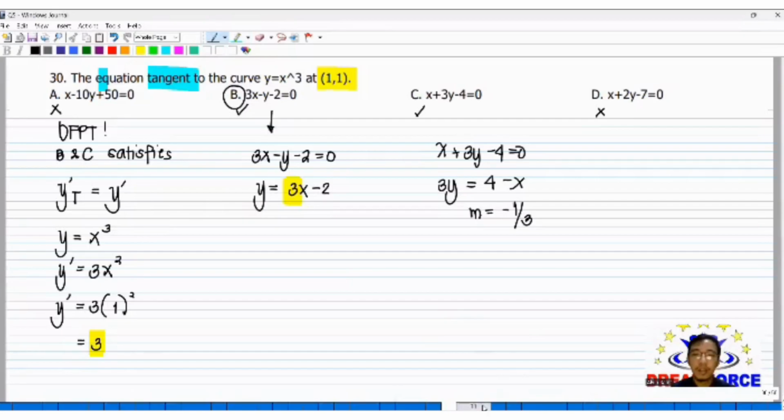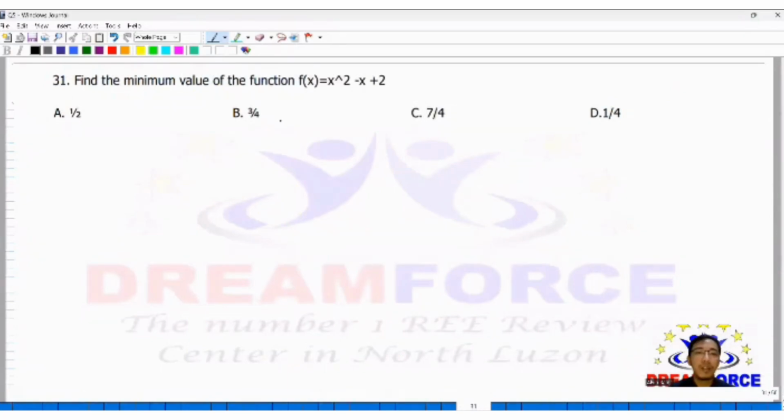Okay, next. Number 31. Find the minimum value of the function f of x is equal to x squared minus x plus 2. So for number 31, again, for minimum value, kailangan nating i-derive. Hanapin yung first derivative ng given function, then equate natin yan to 0. Okay, derive natin yung x squared, that is 2x. Derivative of negative x is 1. Derivative ng 2 is 0. Equate to 0. So what is the value of x? 1/2.